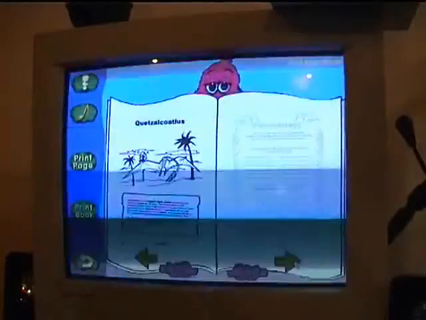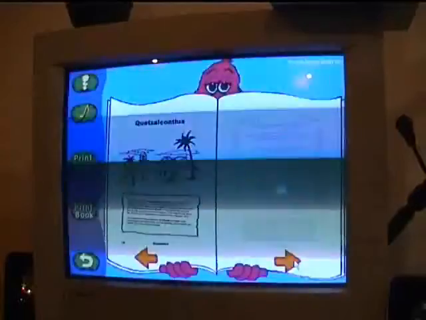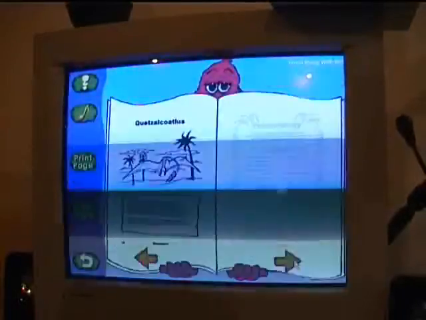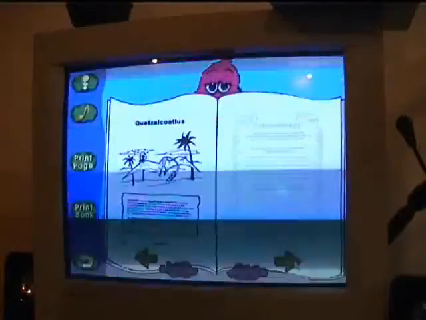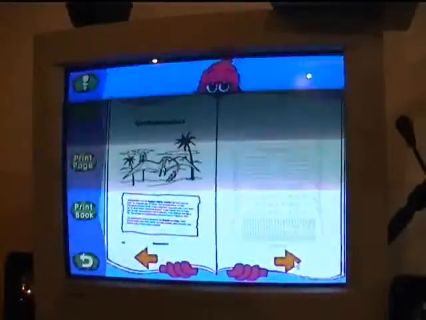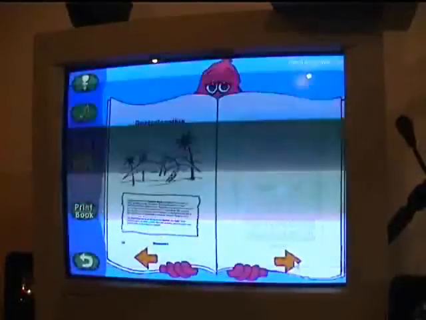Page 10. Quetzalcoatlus. Quetzalcoatlus was the biggest flying animal that ever lived on Earth. Its wingspan was 16 metres. The Quetzalcoatlus is in the pterodactyl dinosaur family. It had a long face, long neck, and a very short tail. Its name means feathered serpent. It was named after an Aztec god.